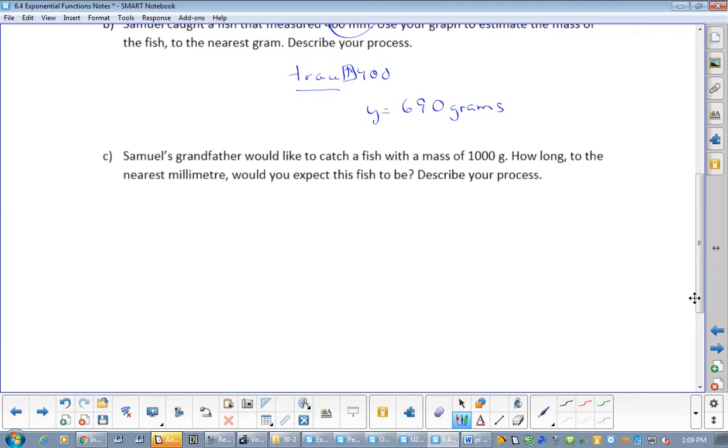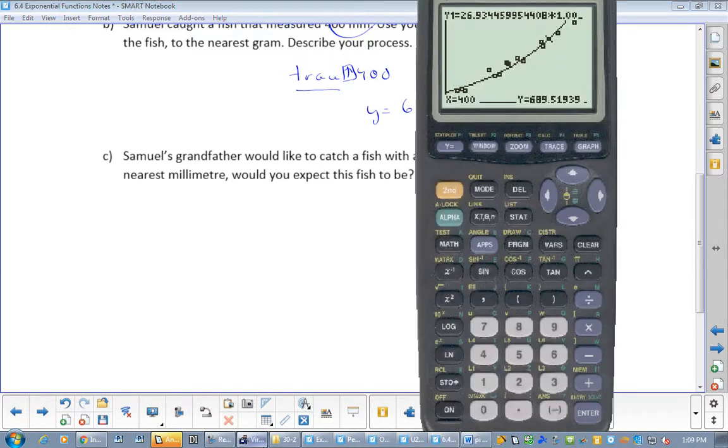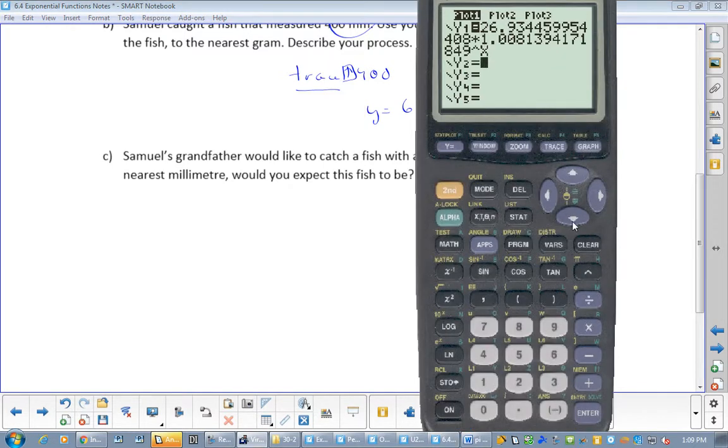Now, Samuel's grandfather would like to catch a fish with a mass of 1,000 grams. How long to the nearest millimeter would you expect this fish to be? Okay, so what are they giving me? They're giving me a y. Y equals 1,000. Right? It's really important we're establishing what they're giving me. Therefore, if they give me y equals 1,000, I need to put in y2 as 1,000.